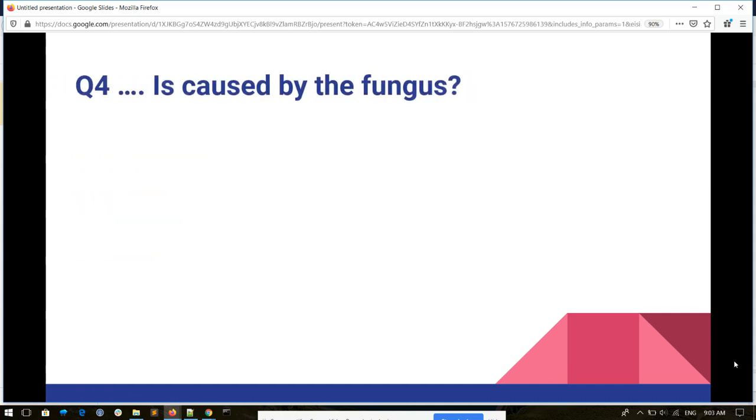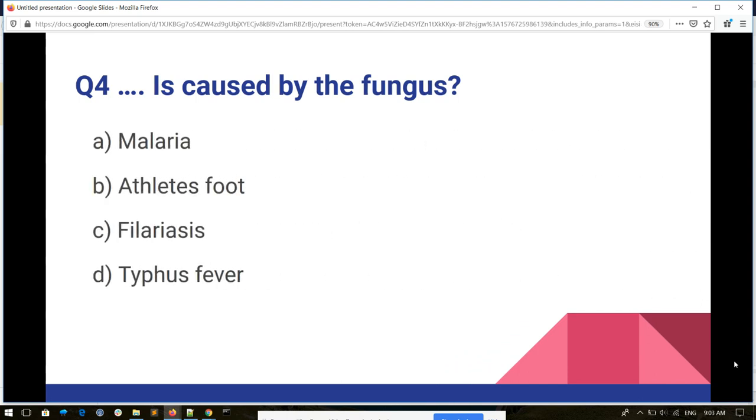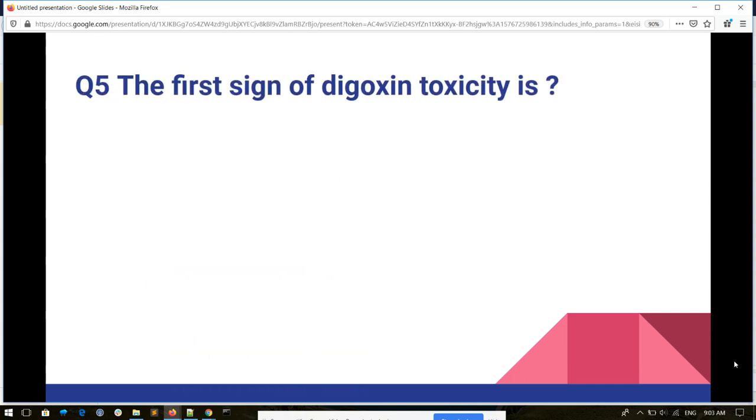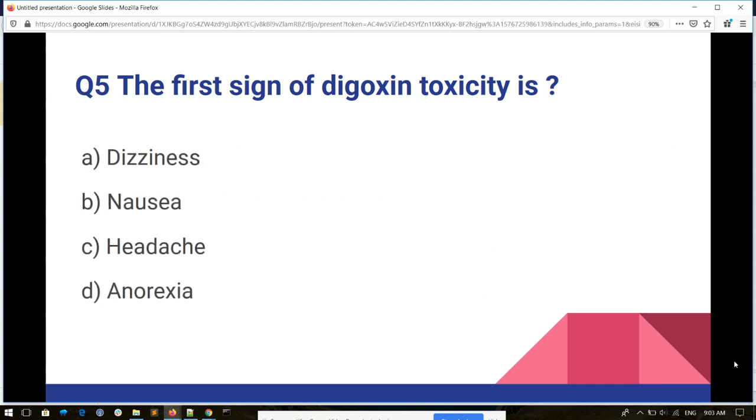Question number fourth. Dash is caused by the fungus. And its options are malaria, athlete foot, filariasis, and typhus. And its answer is athlete foot. Question number fifth. The first sign of digoxin toxicity is dizziness, nausea, vomiting, headache, and anorexia. And its answer is anorexia. Anorexia means loss of appetite.